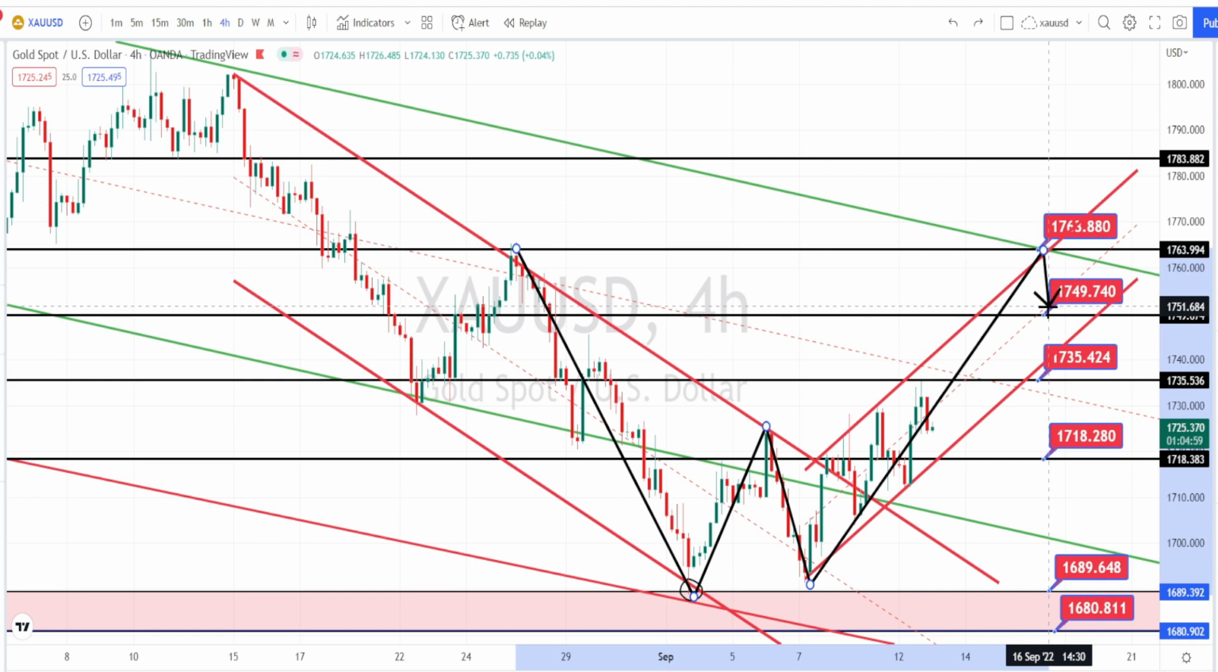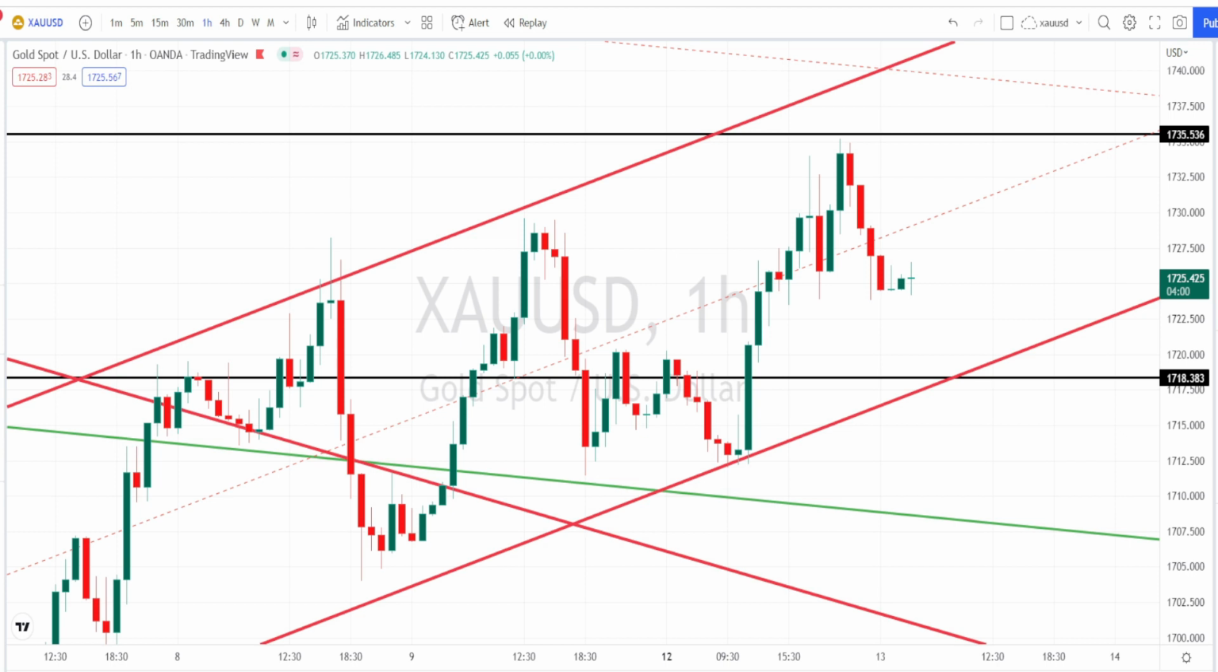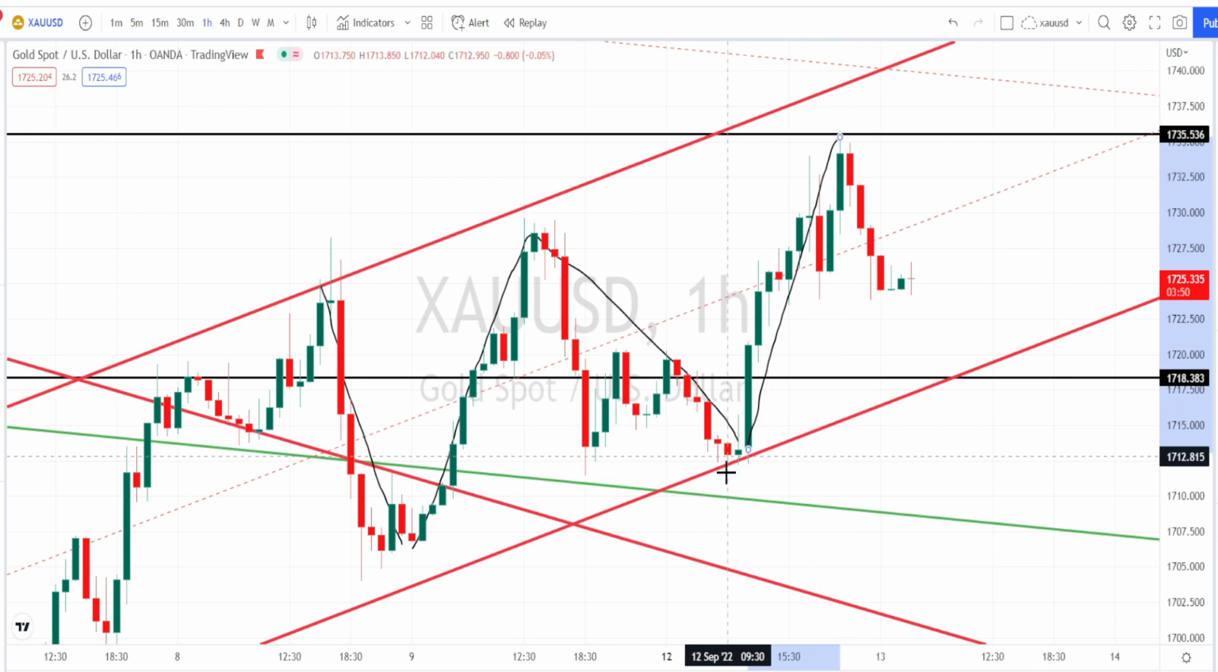Let us do the analysis in hourly time frame. I am in hourly time frame now. When we look at the price action in hourly time frame, we are seeing the price action to trend on the bullish side within this bullish channel pattern from the 4 hours time frame.